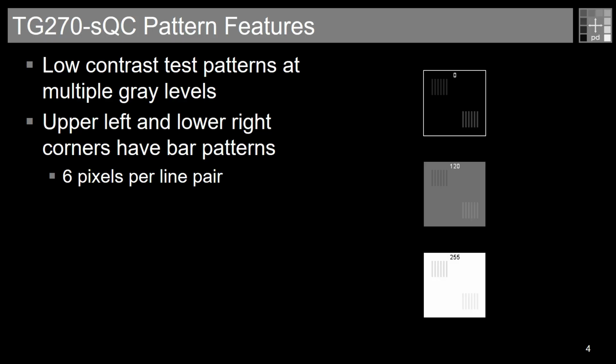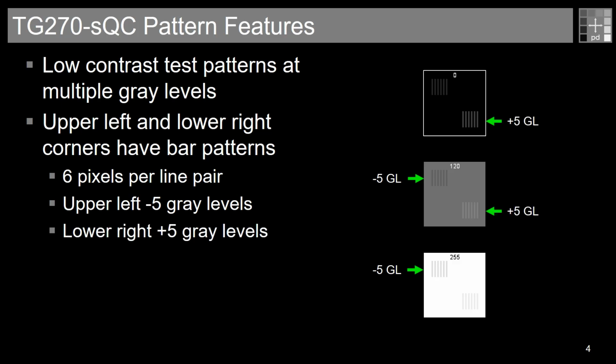Each box contains 2 bar patterns, which should always be displayed at 6 pixels per line pair, regardless of the size of the pattern. The bar pattern in the upper left-hand corner of each square is 5 gray levels below the background of that square. Meanwhile, the bar pattern in the lower right-hand corner of each square is 5 gray levels above.